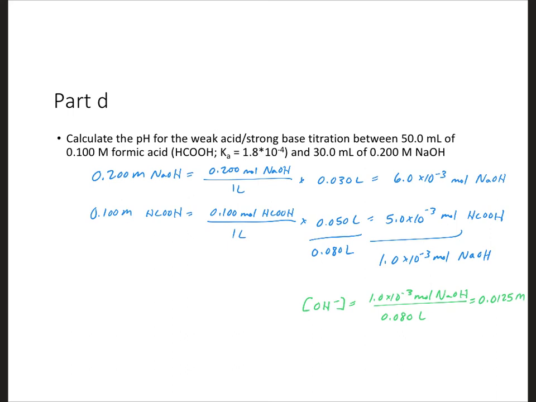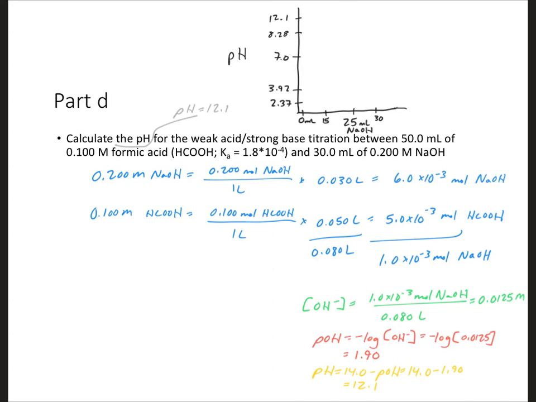If we have that hydroxide concentration, we can get a pOH. And once we have a pOH, we can get a pH, because we can take 14.0 minus the pOH, and that'll give us the pH. And so that calculation is going to give us a pH of 12.1, so our final answer is pH equals 12.1. Then we can also think about what this means for our overall graph. If we had plotted our titration curve, we'd have pH on the y-axis, and increasing amounts of that sodium hydroxide on the x-axis.